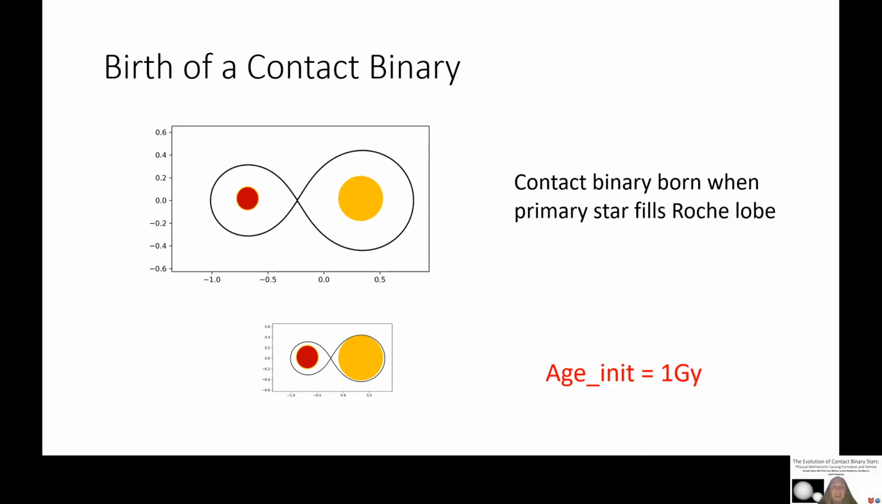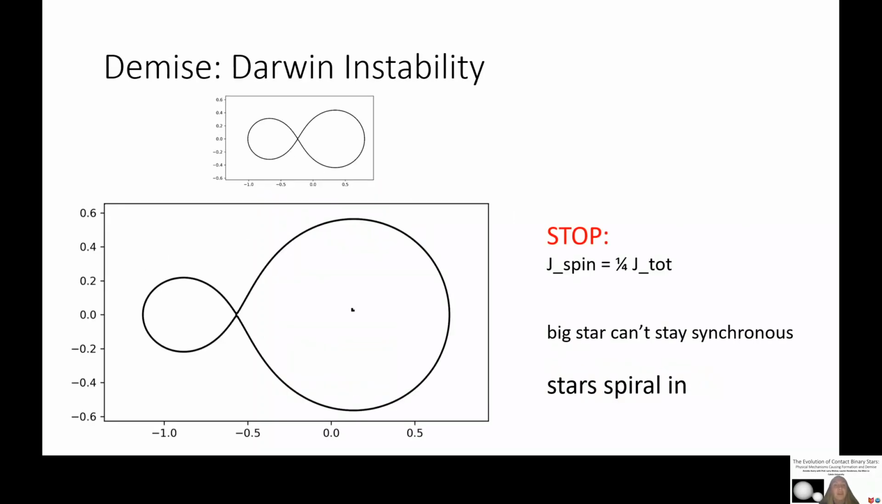All of this means it takes time to form a system. Therefore, we started our evolutionary calculations at an age of 1 billion years. From here, we take the system, which looks like something you see on the top, and evolve it by conservation of mass and angular momentum, as described in the first talk, until it looks like what's on the bottom.